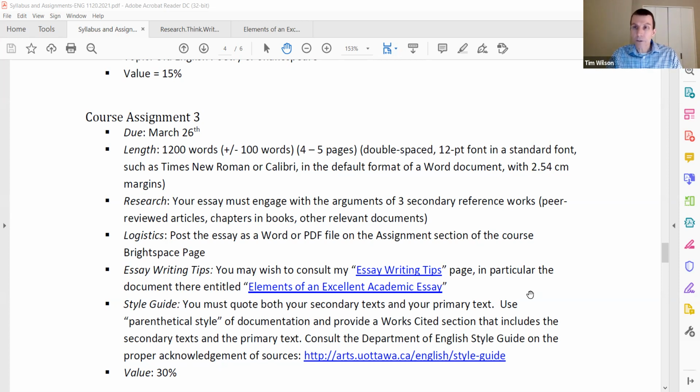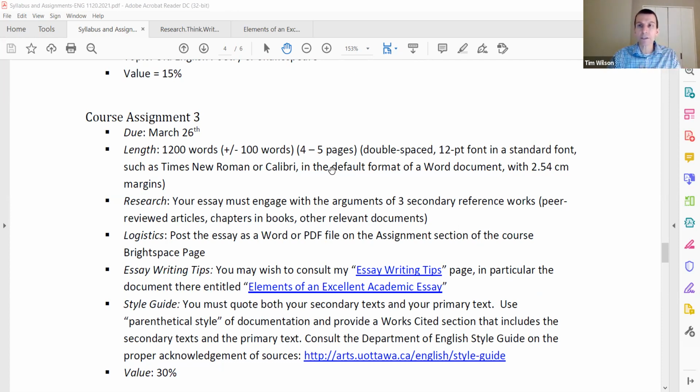And this is a research essay. So I'm going to talk about what's expected there. Basically, you're expected to have engaged with 3 secondary sources. So engage with their arguments, reference them in some way as either supporting or reacting against their interpretation of the work. To back up for a second, your research essay will be on Milton's Paradise Lost, which we're going to start reading next week.